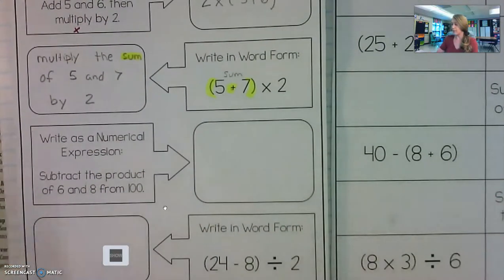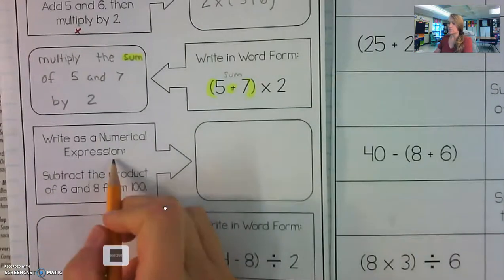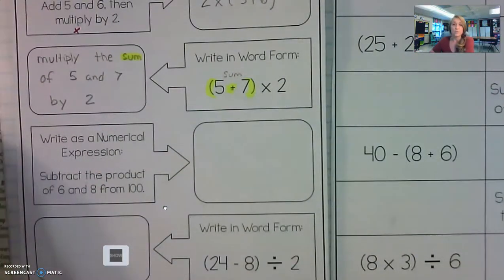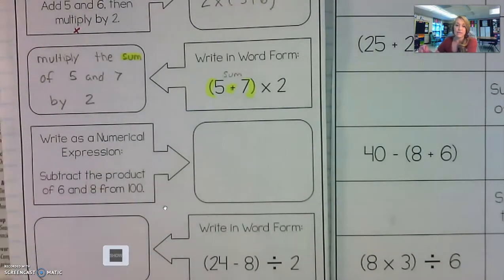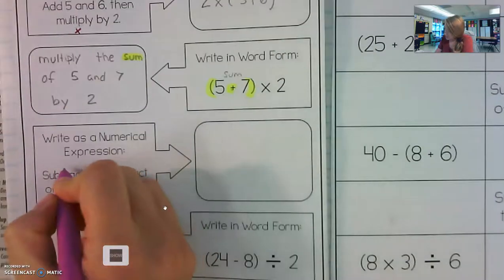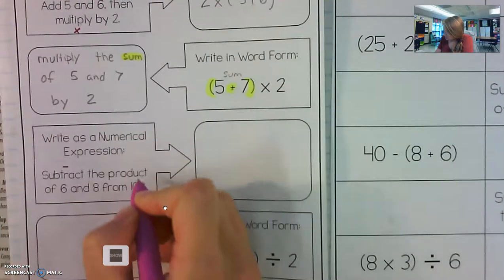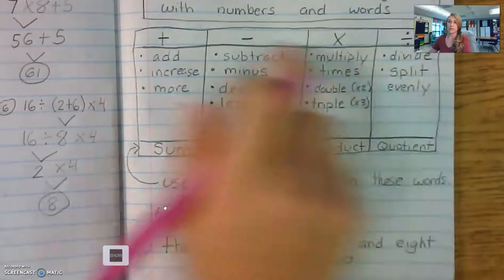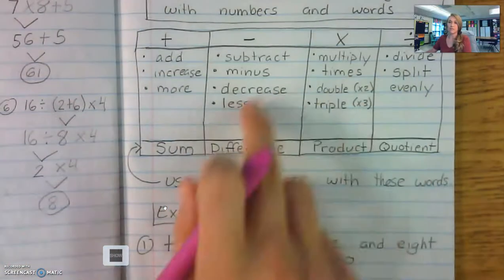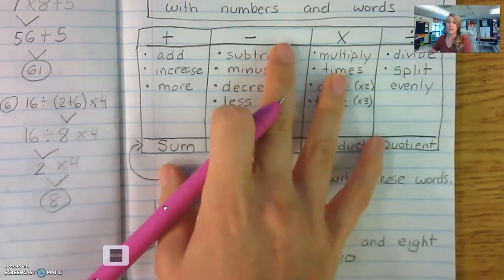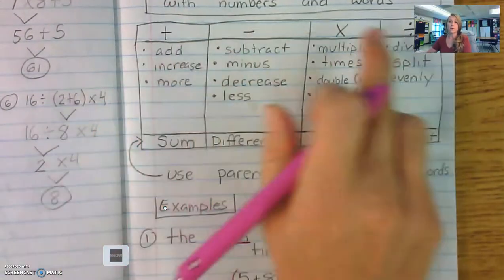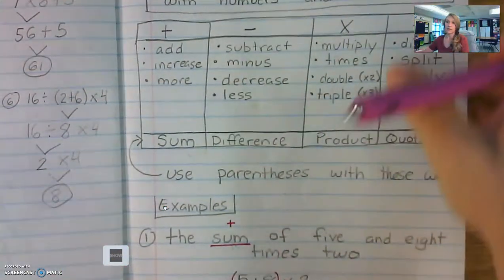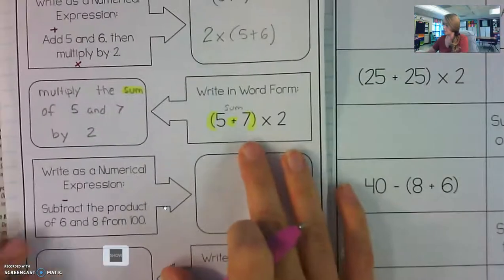We're going to, again, write this in numbers as a numerical expression. Subtract the product of 6 and 8 from 100. All right, so I see subtract and I see product. And we know that product means multiplication. Notice how I'm using my chart to help me. I'm finding the words. If the word's not in here, put the word in here once you know what it means. All right, but we're looking at product. Product means multiplication.